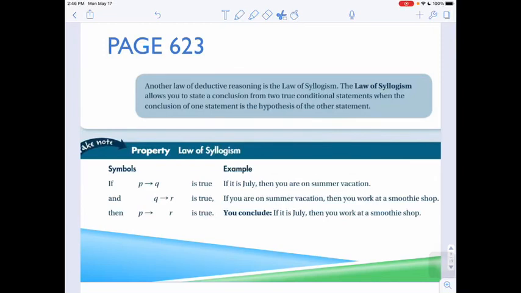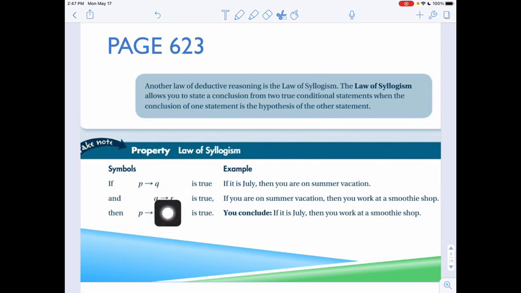Section 10.5 Example 2 on page 623 says another law of deductive reasoning is the law of syllogism. The law of syllogism allows you to state a conclusion from two true conditional statements when the conclusion of one statement is the hypothesis of the other statement. So the law of syllogism says if P then Q is true, and if Q then R is true, then if P then R is true.